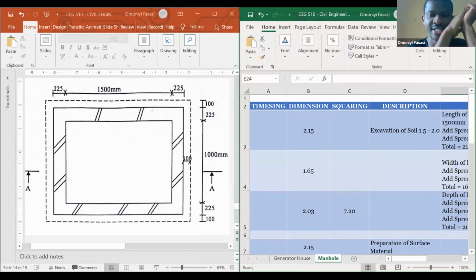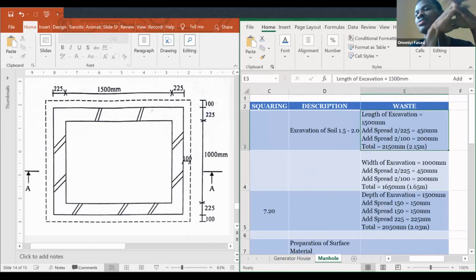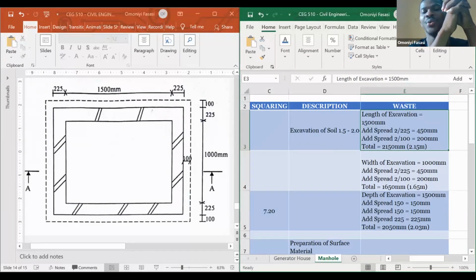Like I said, the first thing is excavation of soil. When you're excavating the soil, you have to work with the perimeter, the length, and the depth. This one is quite straightforward. The perimeter is going to be 225 plus 1,500 plus 225. But note that we have an extra 100 on the two sides, which these guys use for their own allowance. So that extra 100 is going to be 200. When you do your summation, you'll have 2,150 millimeters for the length, which is 2.15 meters. And the width is going to be 1.65, the same calculation.